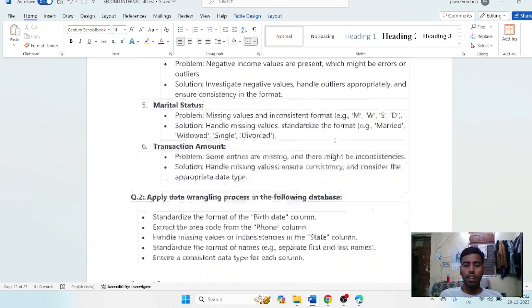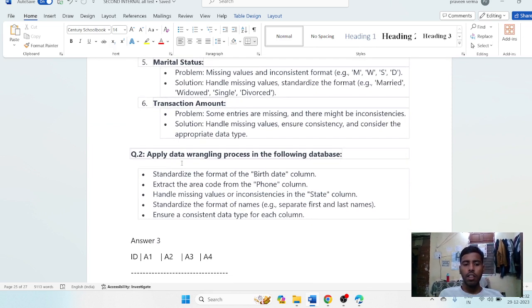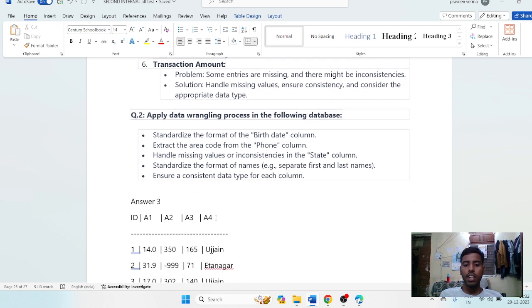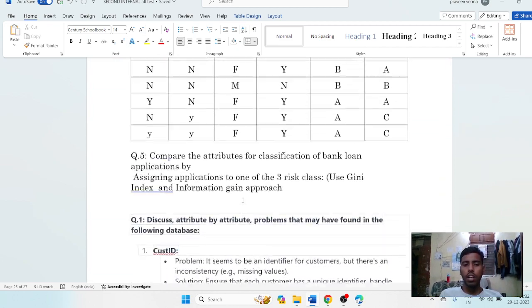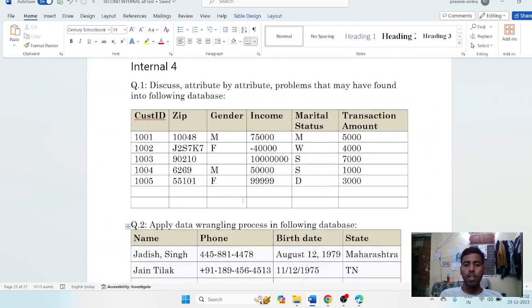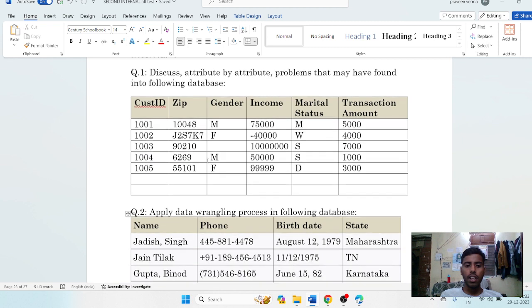So here I have wrangled the data. Here is the answer of the second question. Apply data wrangling process in the following database. Standardize the format of a birth date column. Extract the area code from the phone column. Handle missing values or inconsistency in the state column. Standardize the format of names. Separate first and last name. And ensure a consistent data type for each column. So we have to wrangle the data. As you can see, I will wrangle the data here like this.